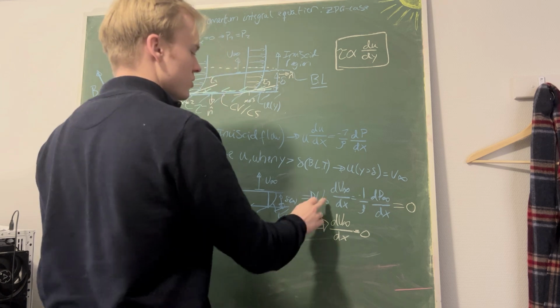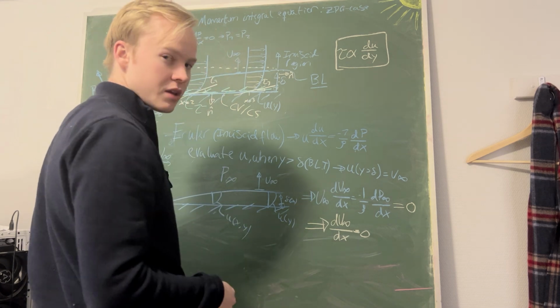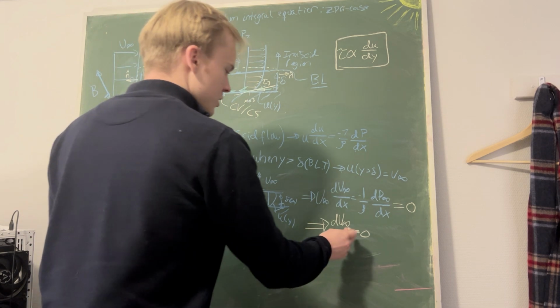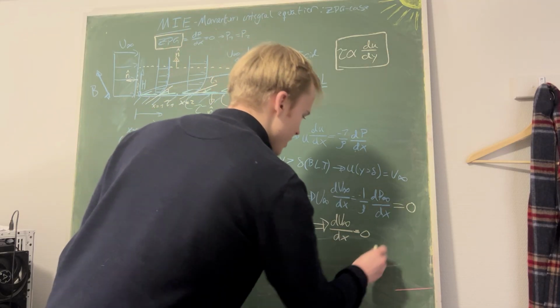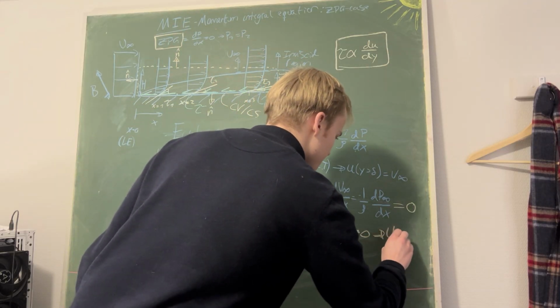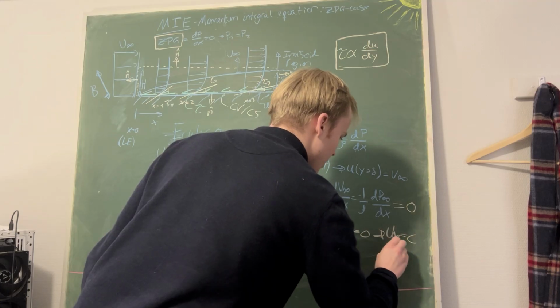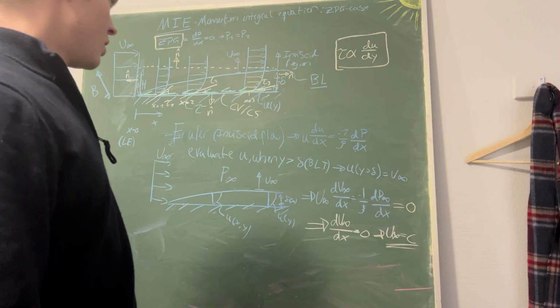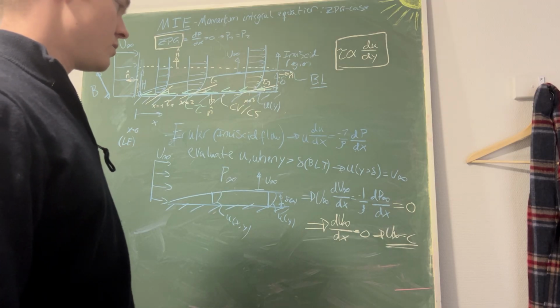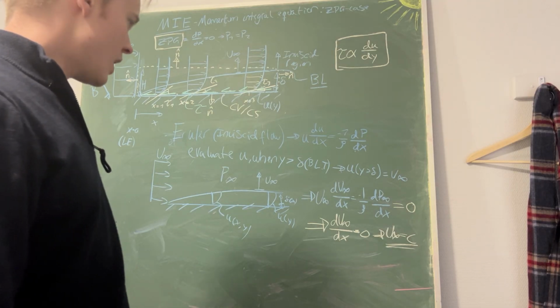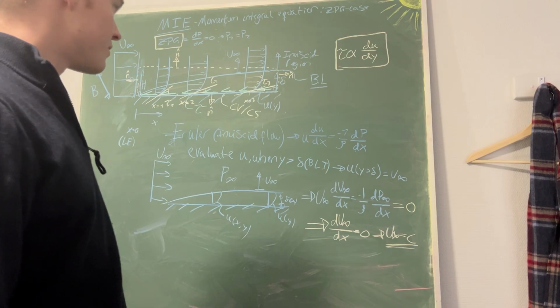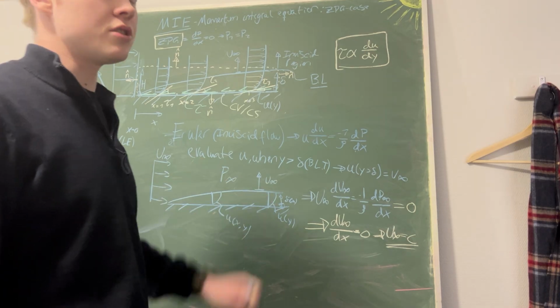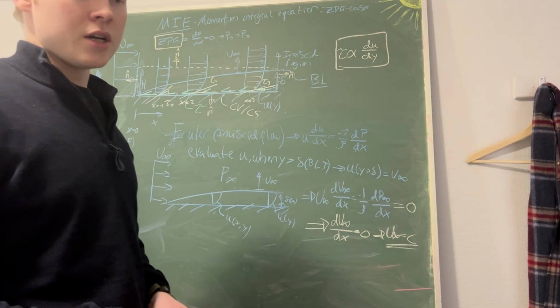Here I just divided by u infinity, which is a constant. If we integrate this with respect to x, we get that u infinity is a constant. So it's not a function of x. So now we have just proven that our u infinity for a zero pressure gradient is actually constant. It's not going to change.